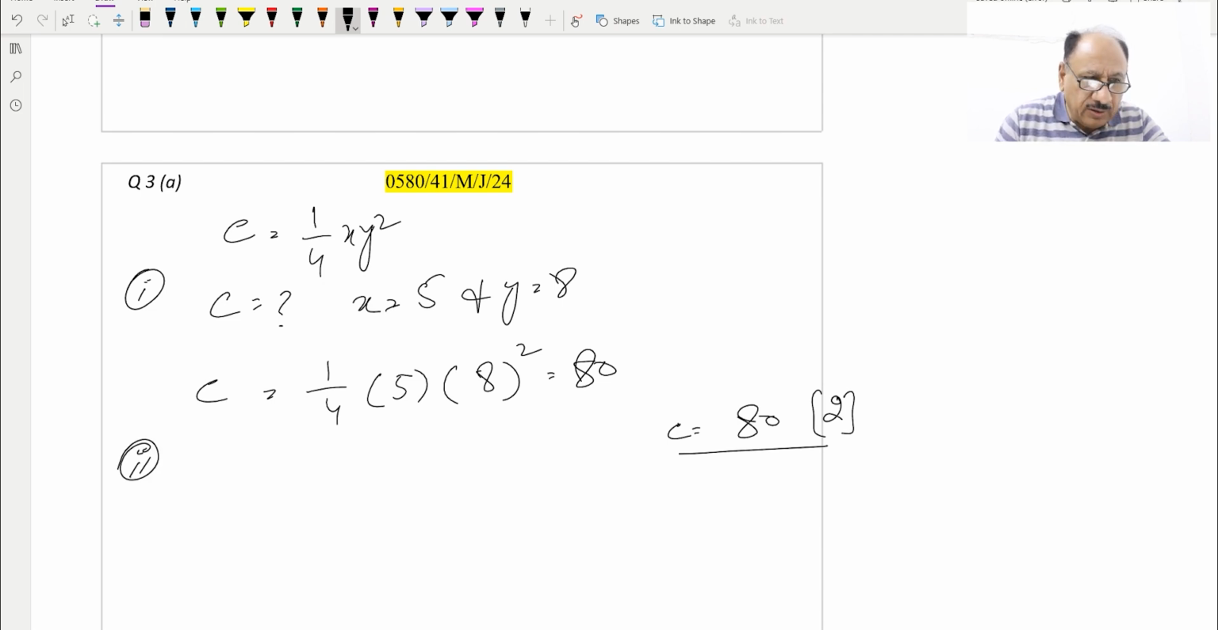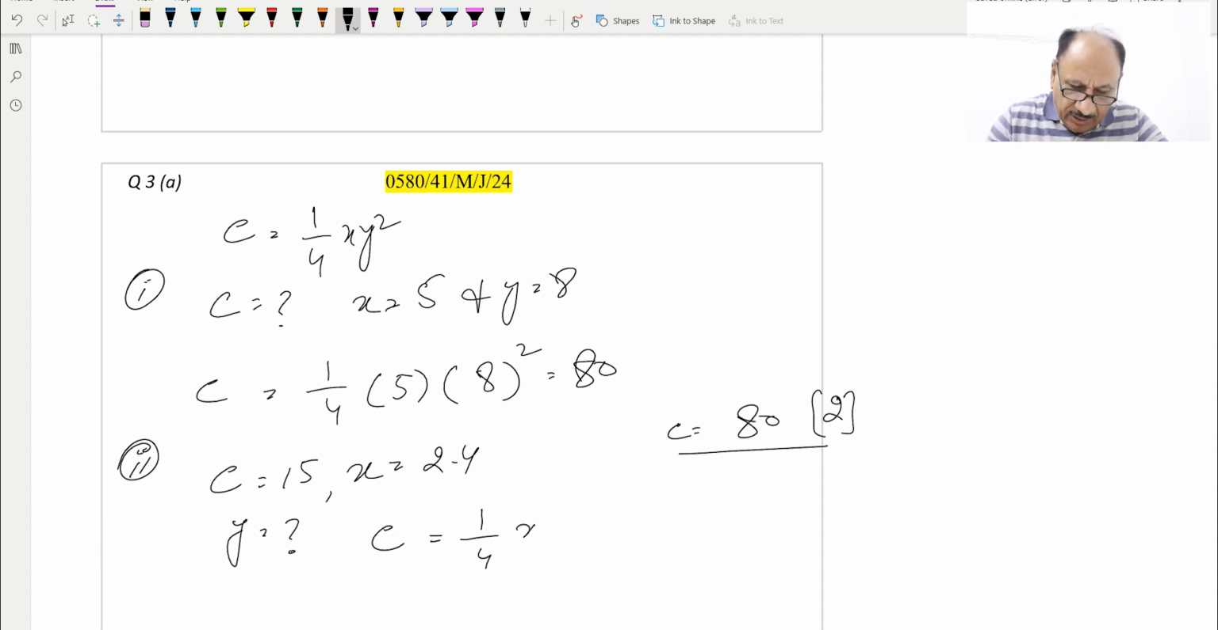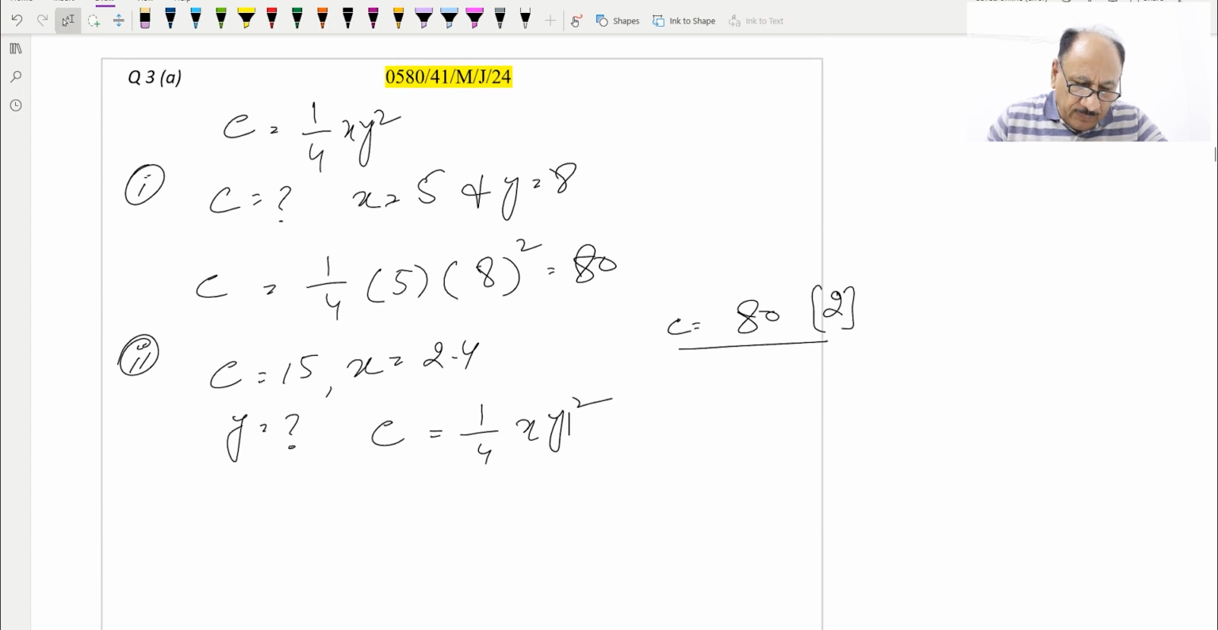Now for the second part, find the positive value of y. Positive value of y is required when c is equal to 15 and x is equal to 2.4. So we can take c is equal to 1 by 4 x y square, which is given, and we are replacing c is 15 is equal to 1 by 4 and x value 2.4 and y square.